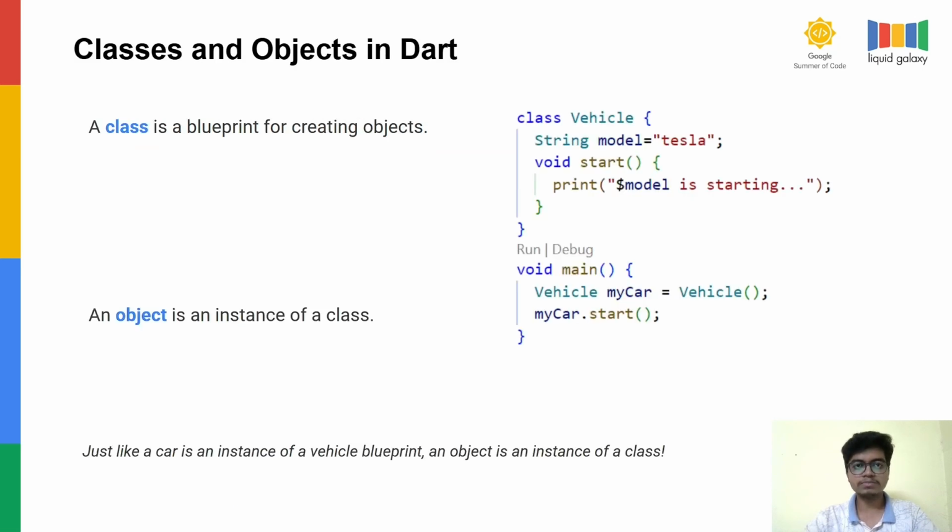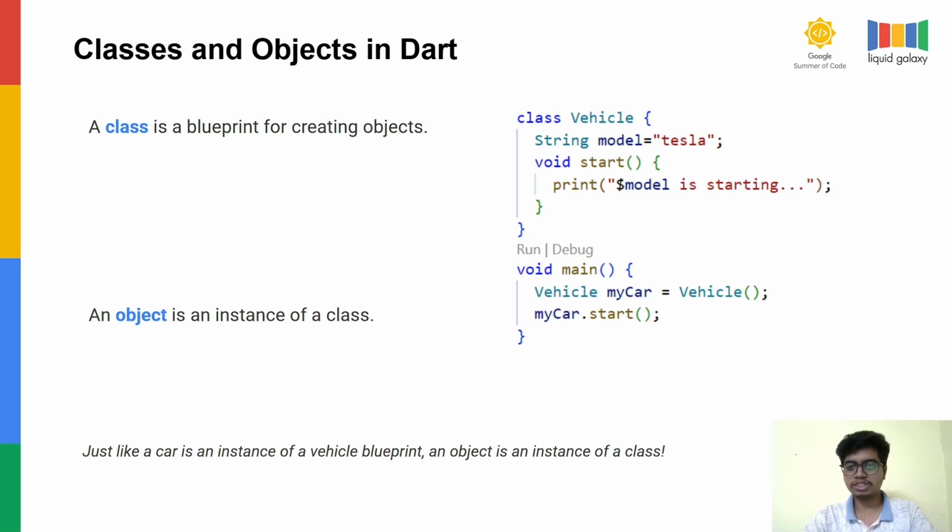So here comes the most basic part of OOP, which is classes and objects. A class is basically a blueprint or template for creating objects, and an object is an instance of the class, right? You can understand with the help of real world examples, just like a car is an instance of a vehicle blueprint. Similarly, a bike is also an instance of a vehicle blueprint, right? So that's how we can relate to real world examples.